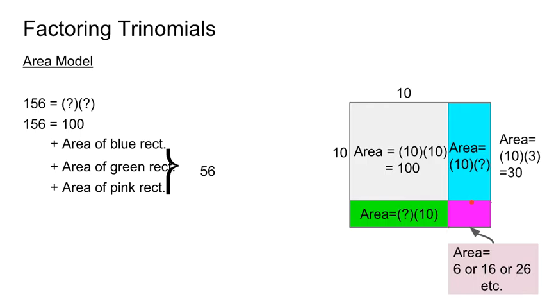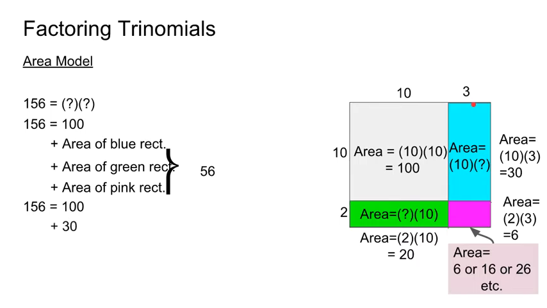Well, we can just play around with different numbers and see what works. 10 times 3 is 30. And if that were true, then up here the width is 3. And we could say 2 times 10 down here, which means that this length has to be 2. Well, we have 30, and we have 20. That adds up to 50, which would mean that we would need the pink to be 6. And in fact, the length here is 2, because it's the same as this, and the width here is 3, because it's the same as this. So the area is 2 times 3, which equals 6. Perfect. So we can check that. Our 156 equals 100 plus the area of the blue rectangle, which is 30, the green rectangle, 20, and the pink rectangle, 6. Yes, that adds up to 156.